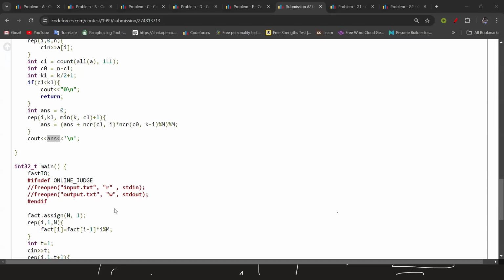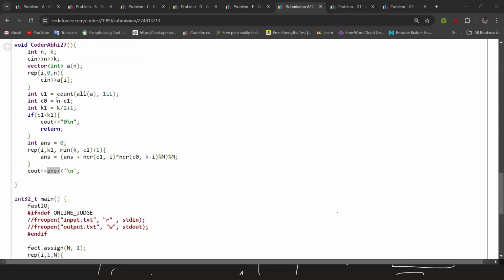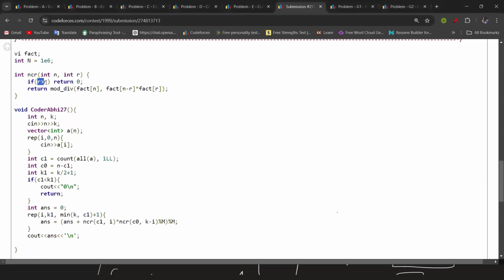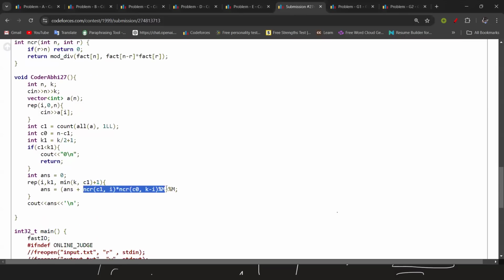How are we handling when the count of zeros is 0? When the count of zeros is 0, C0 would be 0. So in NCR, if C0 is 0 and the required is more, then we would have R greater than N, and we would return 0. So this product would become 0. That case is handled through this: if R becomes greater than N, return 0. Just don't count that case.